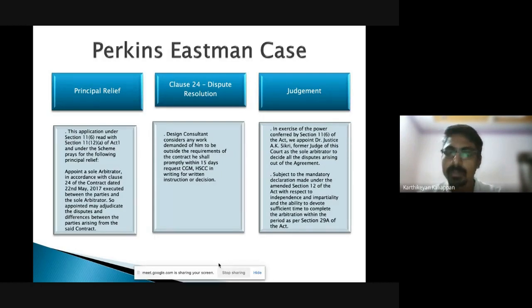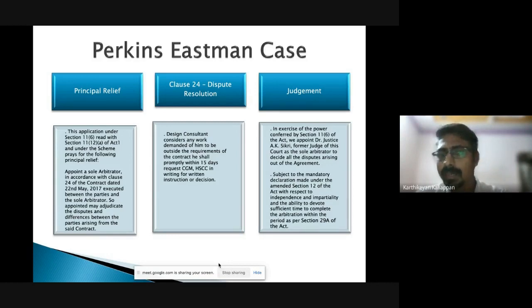So the bid was accepted. Subsequently, a contract exists between HSCC and Perkins Eastman. In this contract, there is a dispute resolution clause. Here, the dispute resolution clause 24 is detailed, so I have just given a brief here. Probably we can get into that later.